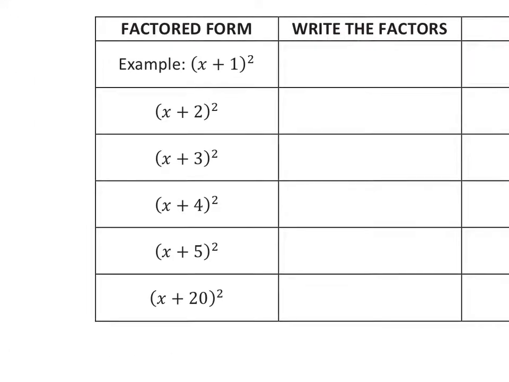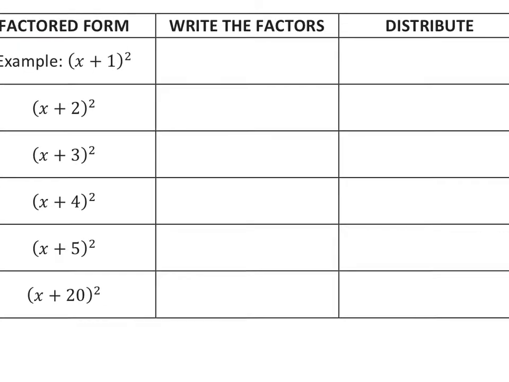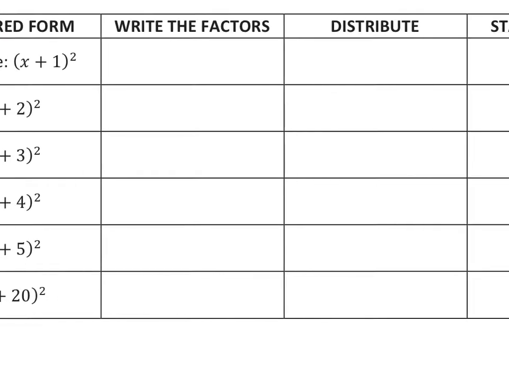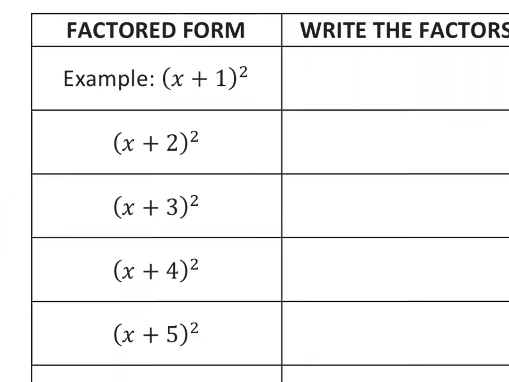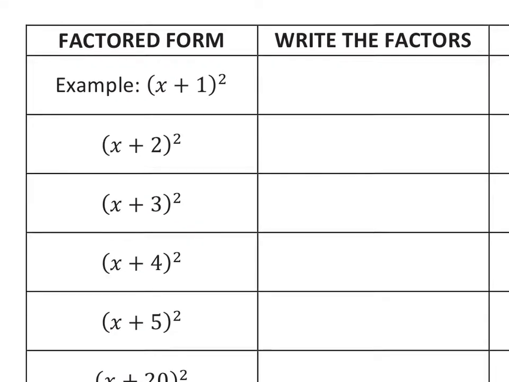This is the form we start with. We're going to write the factors out. We're going to multiply them and then arrive back at the standard form when it's all written out. So here's the first one that I'll do for you. The quantity squared of x plus 1. If I want to write the factors for that, then I would write x plus 1, x plus 1. When you square something, you multiply it by itself.